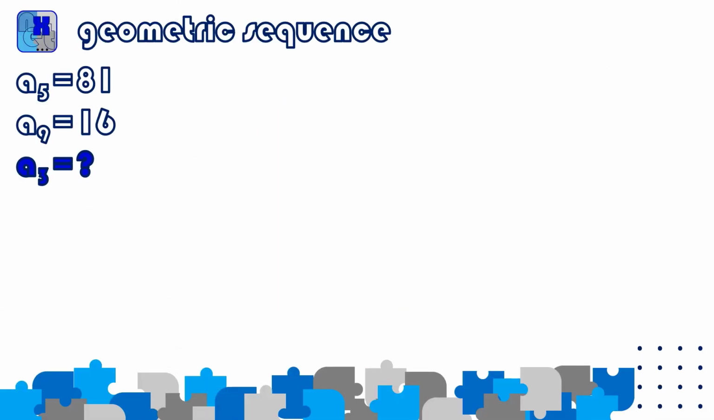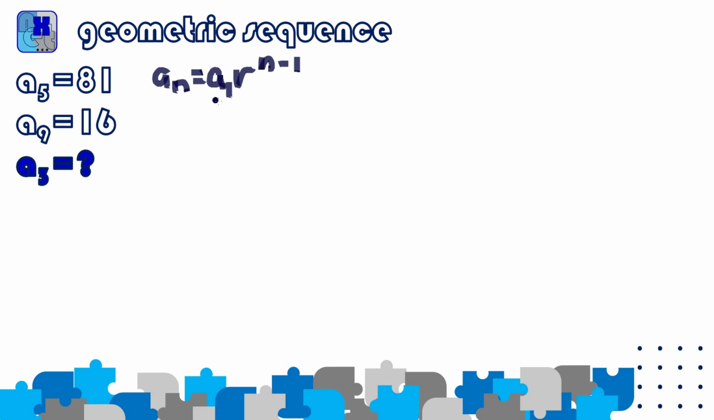Find the third element of a geometric sequence whose fifth element is 81 and whose ninth element is 16. We can solve the third element or the third term of this geometric sequence when we have the first term and the common ratio, because this formula describes all terms of a geometric sequence. You have a sub n is equal to a sub 1 times r to the power of n minus 1. If you're going to solve for a sub 3, that would be our n.